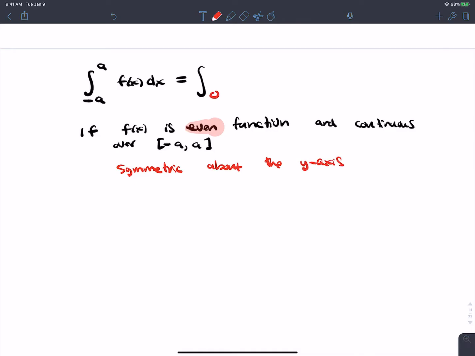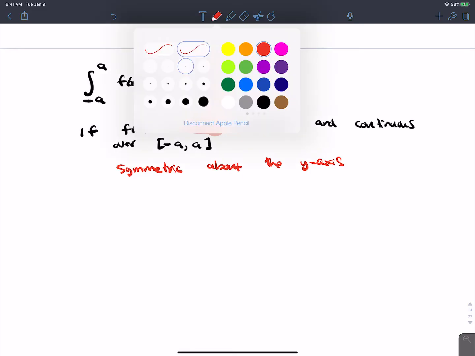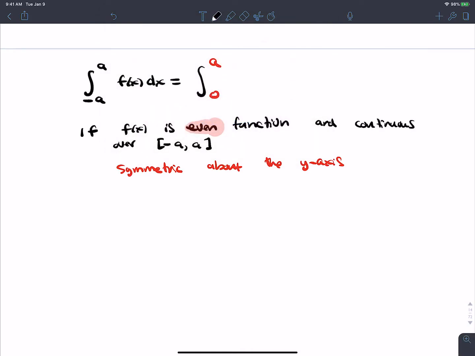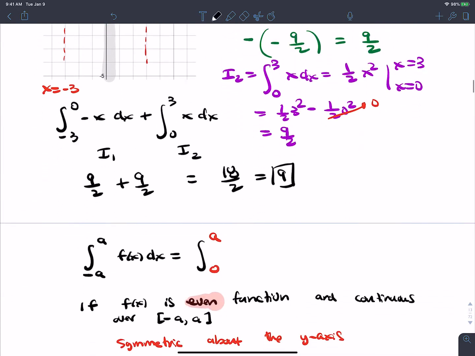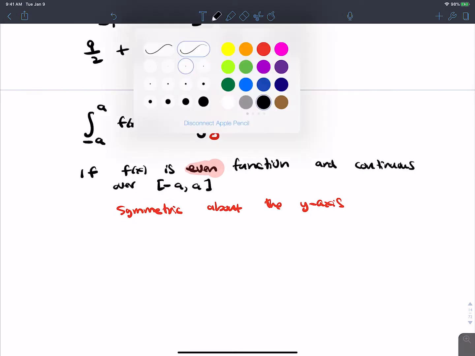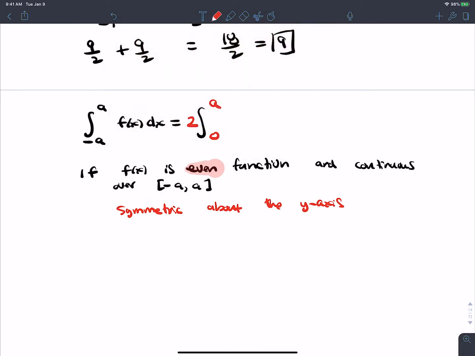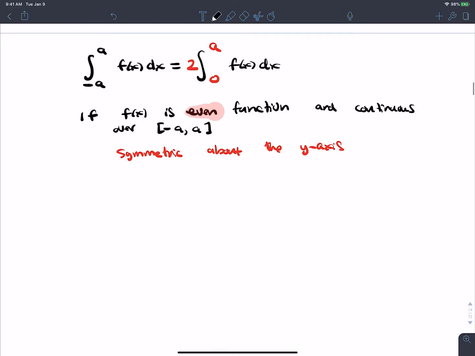What you can do then is integrate from 0 to a. This will save you some time. And just do what? What did I just do? I'm only doing one integral. I'm doing the one on the right. And what's the deal? I have to do what here? Let me put it in red. Double my answer. So this property that I just gave you guys here is a very important property. Okay, it saves you time for some questions.